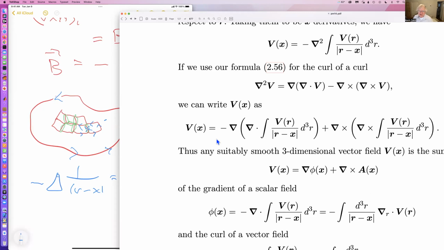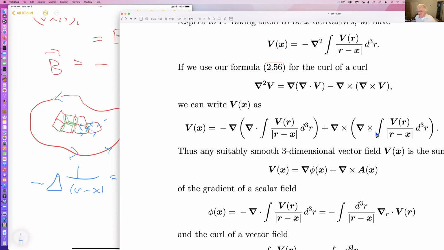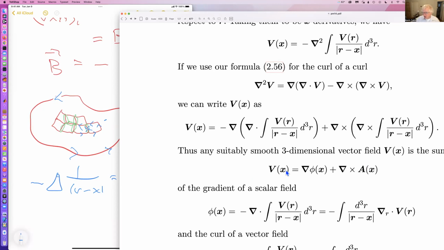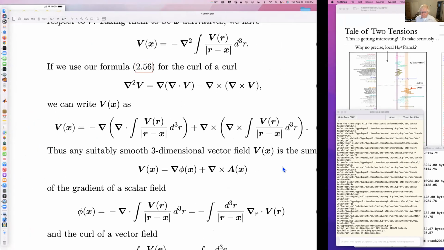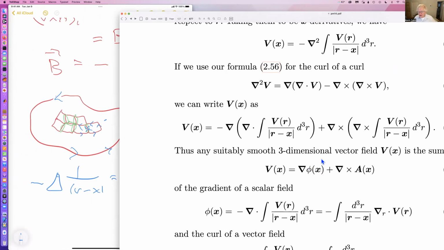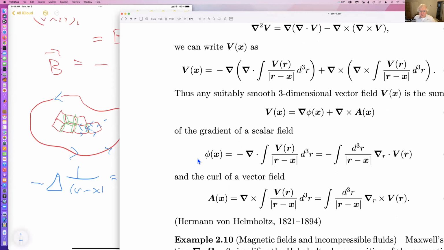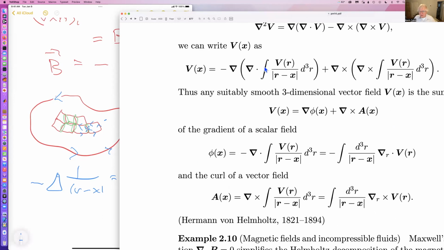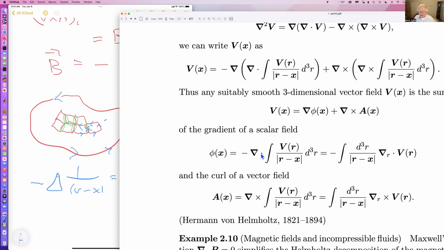And so what have we said here? What we've said is we can write an arbitrary function as minus the gradient of something plus the curl of something. And the first something is a scalar, and the second something is a vector. And so we can write an arbitrary three-dimensional vector field as the gradient of a scalar field plus the curl of a vector field. And the scalar field is this first component here.